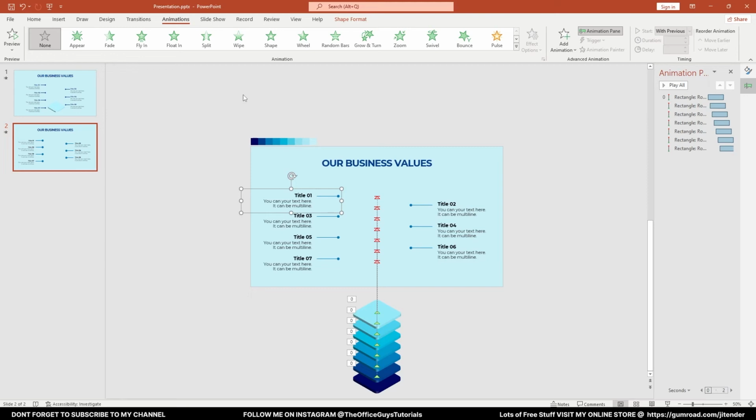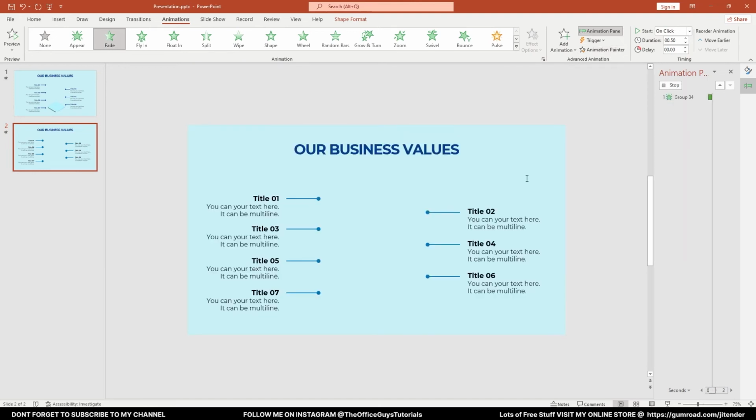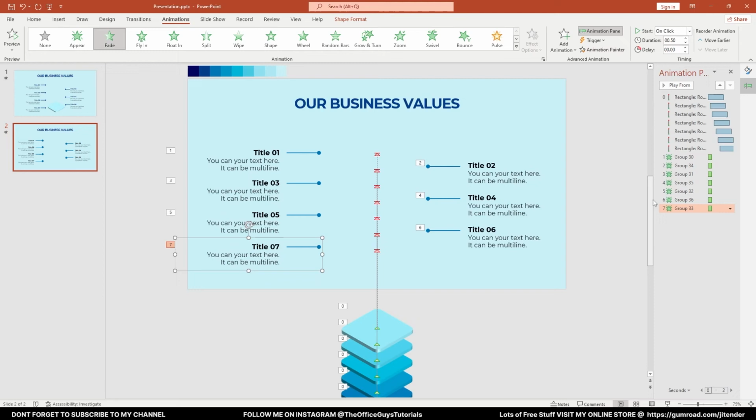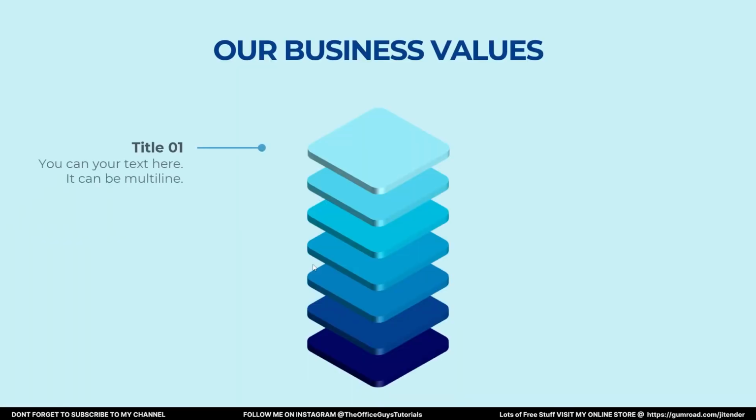I'll apply a simple animation on these. Select this first one and click Fade. Similarly, keep the first one selected, use Animation Painter and apply it on the second one, then on the third one, then the fourth one, fifth one, sixth one, and seventh.